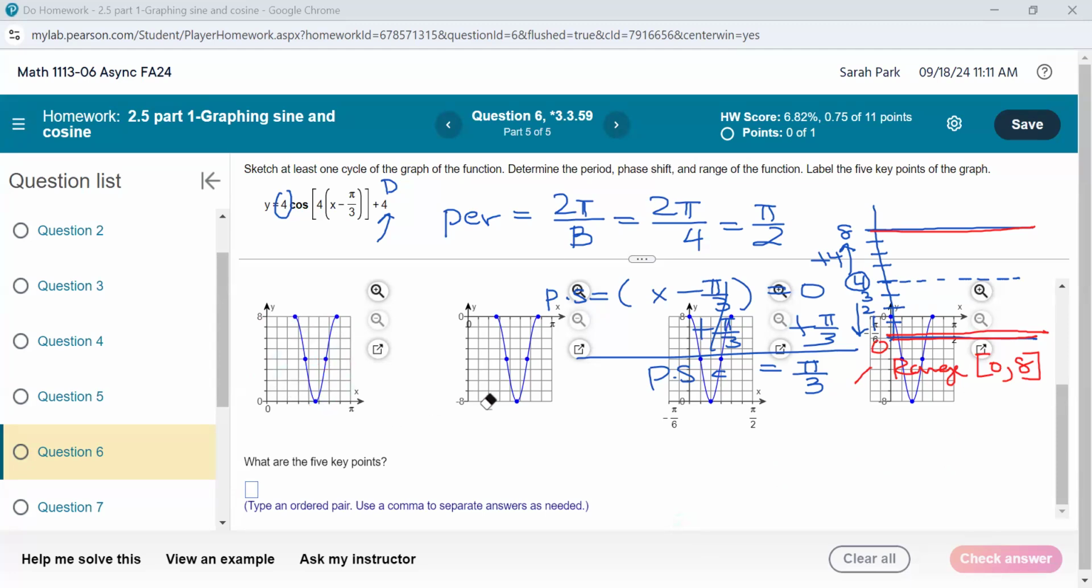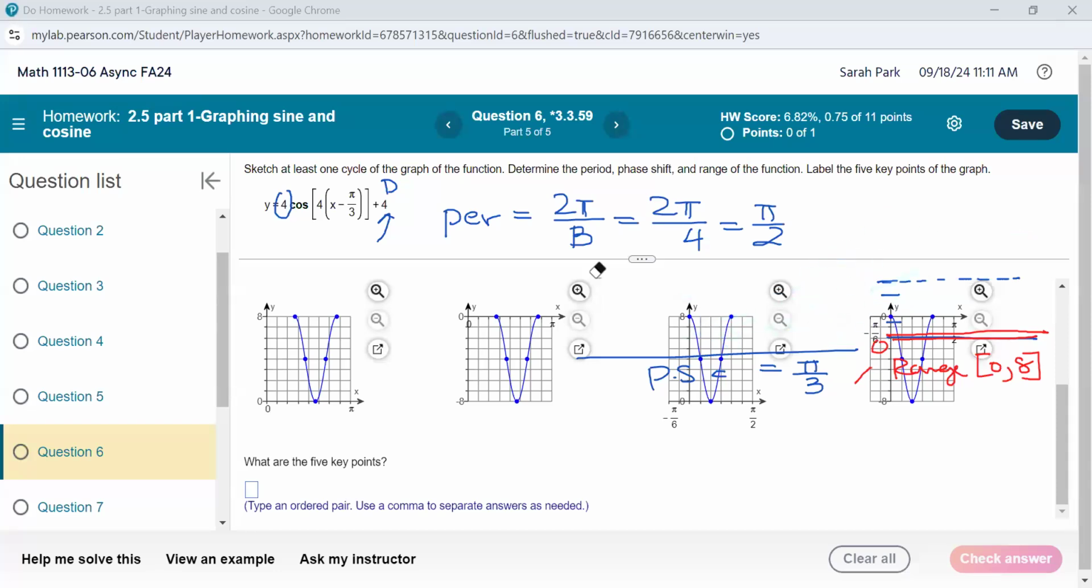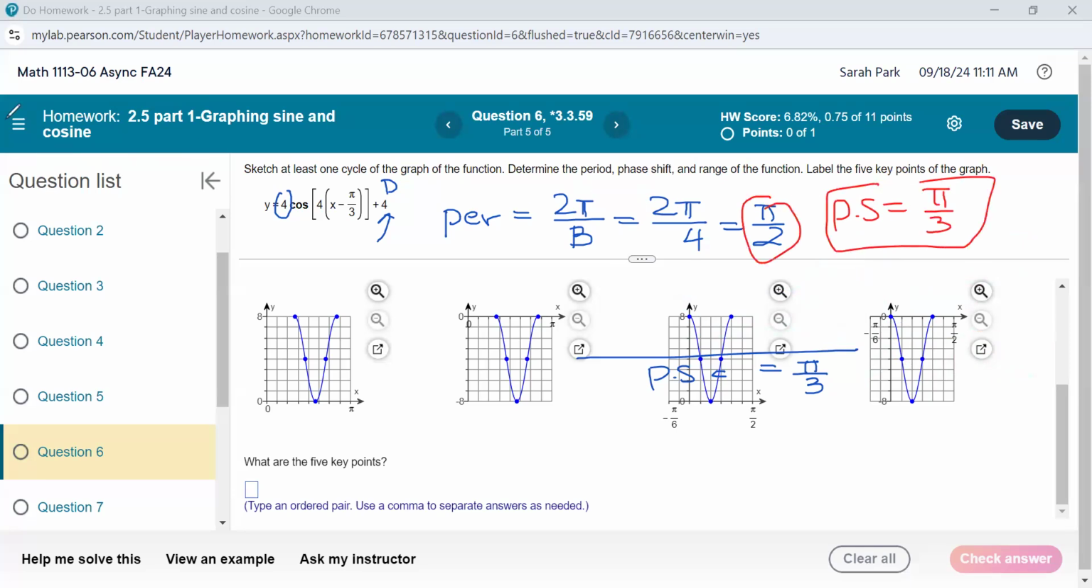And so to find the x values, I'm going to go ahead and erase all this, and keep the phase shift, and I'll write the phase shift up here. Remember the phase shift, we found that it was pi over 3. We found that the period was pi over 2. So what that means is one full period, from the beginning to the end, is pi over 2 units, because that's the period.